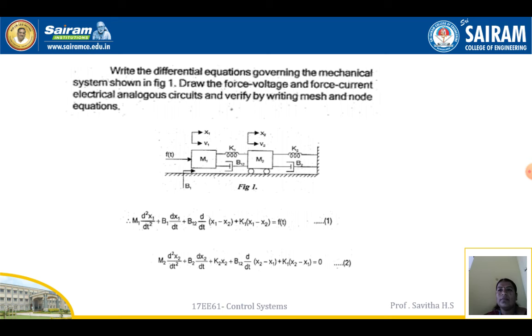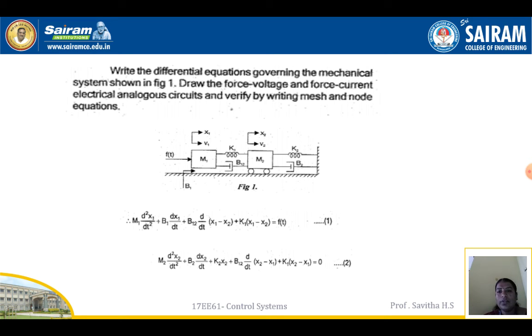So we'll take an example. Write the differential equations governing the mechanical system shown in the figure. Draw the force voltage and the force current analogous circuits and verify by writing the mesh and the node equations. In the diagram you can see two masses, so obviously there will be two nodes.